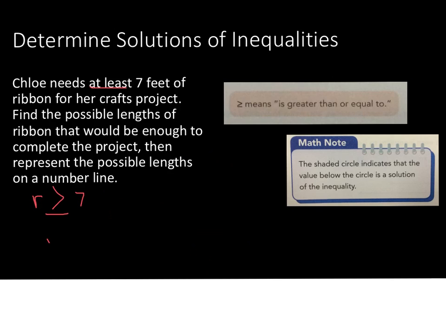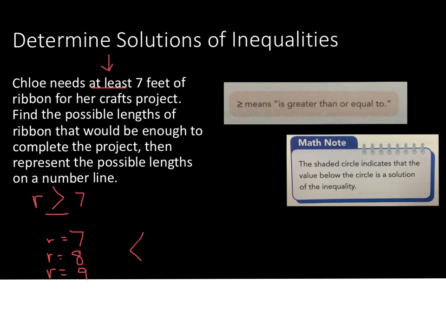So R could be equal to 7, because as long as she has 7 feet, that's enough. But R could also be 8 feet, because that would be enough as well. Or R could be 9 feet, because that would be enough, as long as she has at least 7. So that word right there is usually an indicator that you're going to have a greater than or equal to, less than or equal to. Okay, another one is at most.